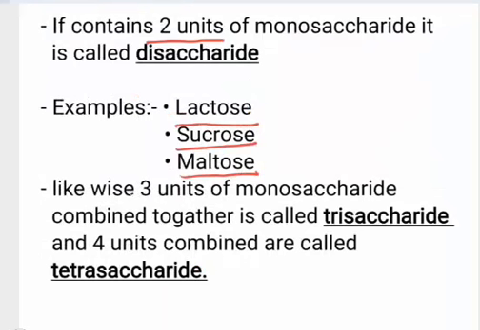Likewise, if it contains 3 units of monosaccharide combined together, it is known as trisaccharide. And if it contains 4 units of monosaccharide combined together, it is known as tetrasaccharide. Likewise, if 10 units are combined together, it is known as decasaccharide.